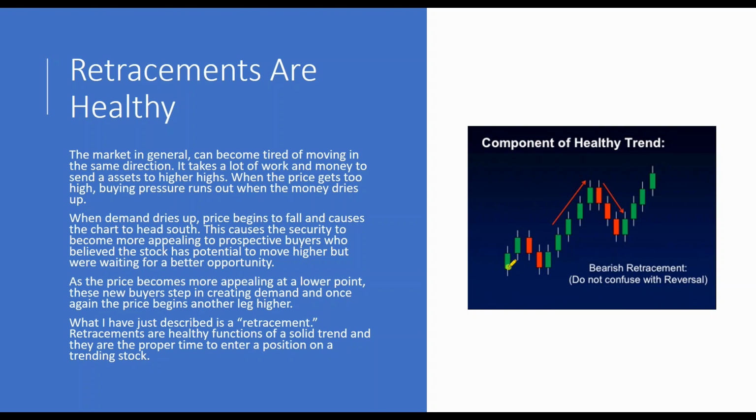when we see price moving up, at some given point, the buyers just get tired. Okay. When the price eases off, it attracts more buyers into the market because they still firmly believe that the market's going to continue moving up, but they thought the asset was too highly priced to enter before. So they look for a point to re-enter the market and push it back up. As the price becomes more appealing at a lower point, these new buyers step in, creating demand, and once again, price begins another leg higher. What I've just described is a retracement.